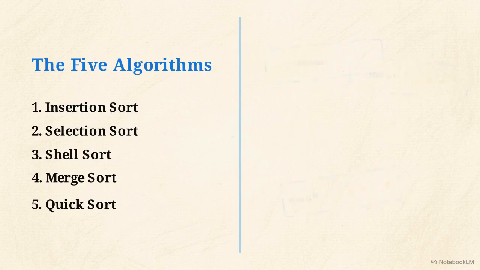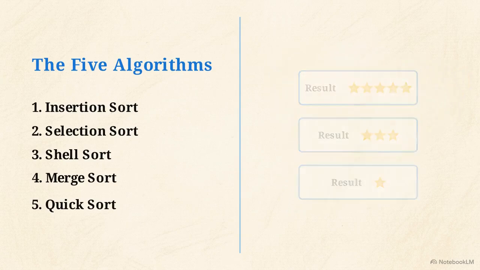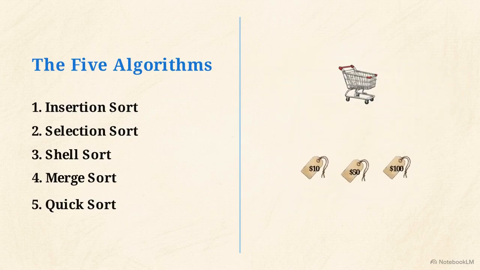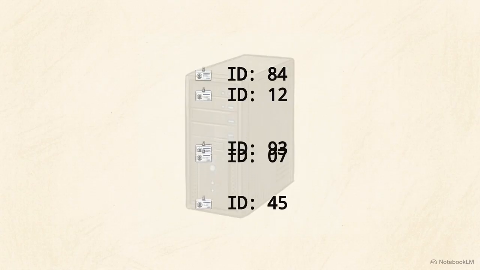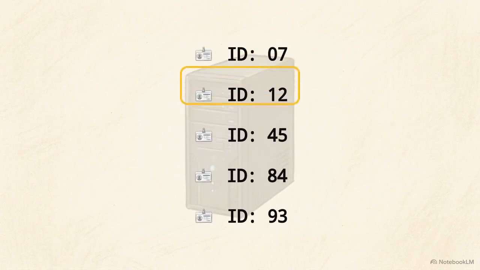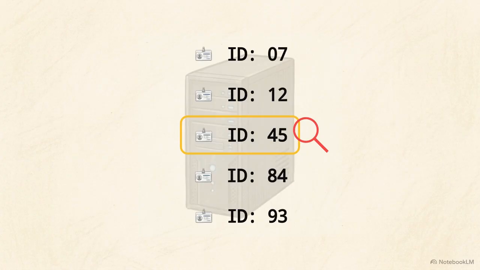They allow databases to track student IDs, search engines to rank results, and e-commerce sites to organize products by price instantly. Raw data is difficult to process at scale. Sorting provides the structure that makes information searchable and useful for complex computing tasks.